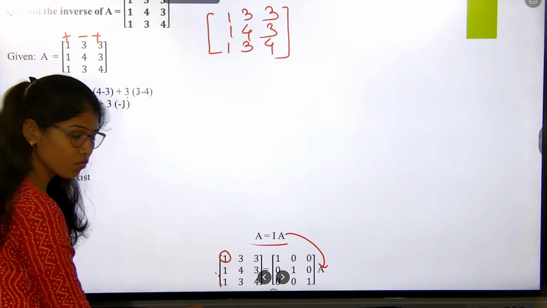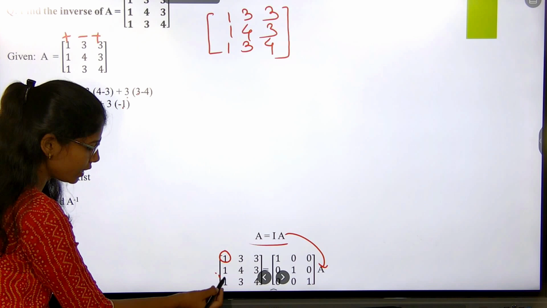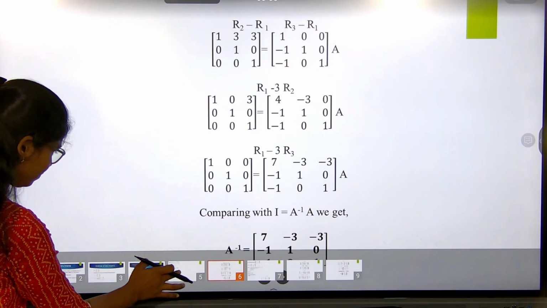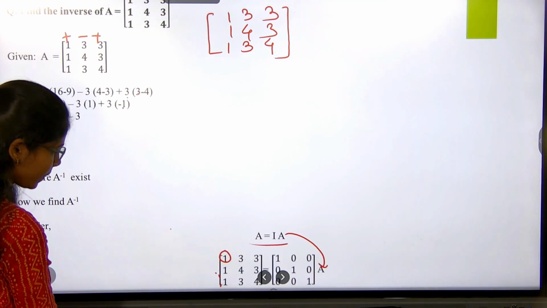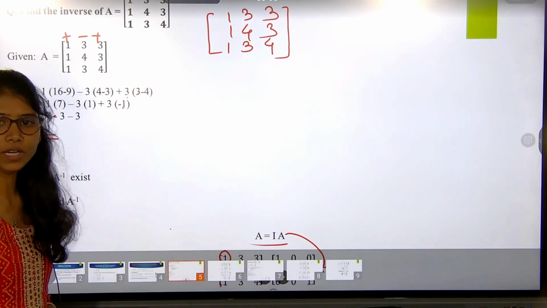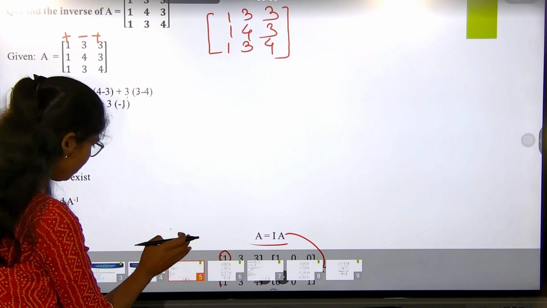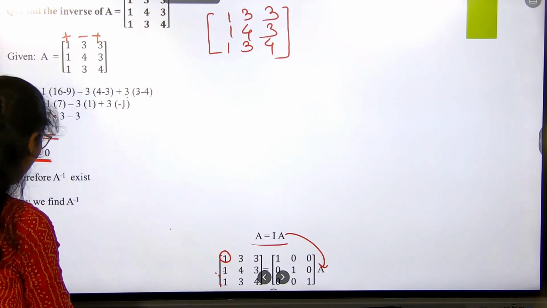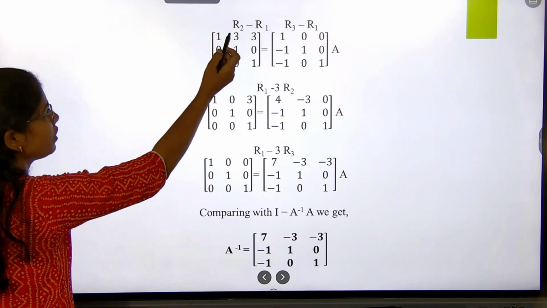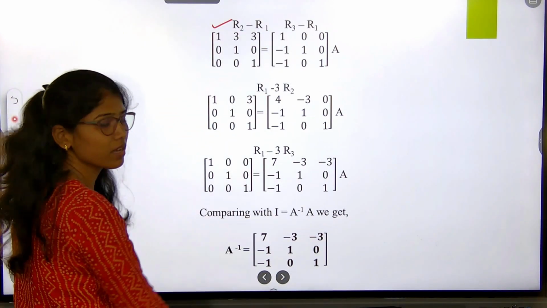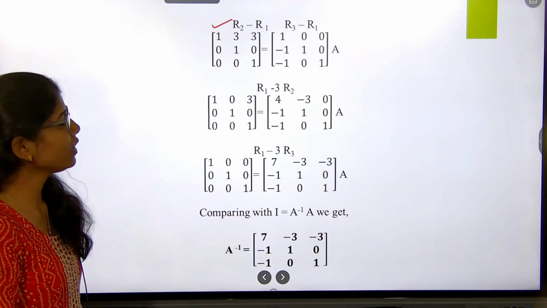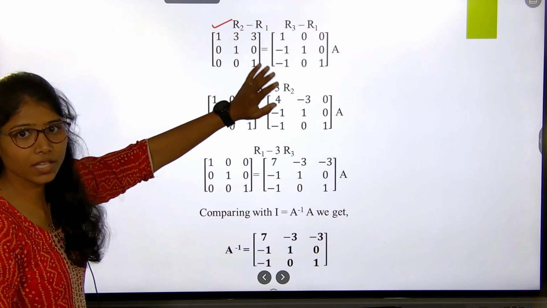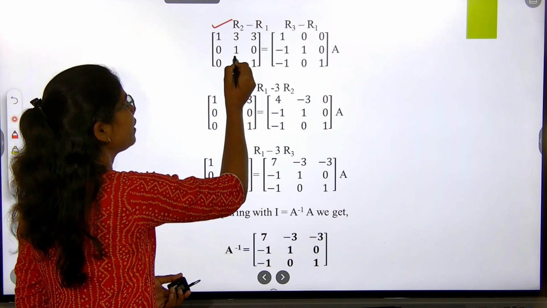The first leading entry is 1. So we have to make these other elements, this one and this one, 0. For that we use row operations R2 minus R1 and R3 minus R1. So after using these row operations R2 minus R1 and R3 minus R1, we get R1 as it is. After that, the second leading entry should be 1.